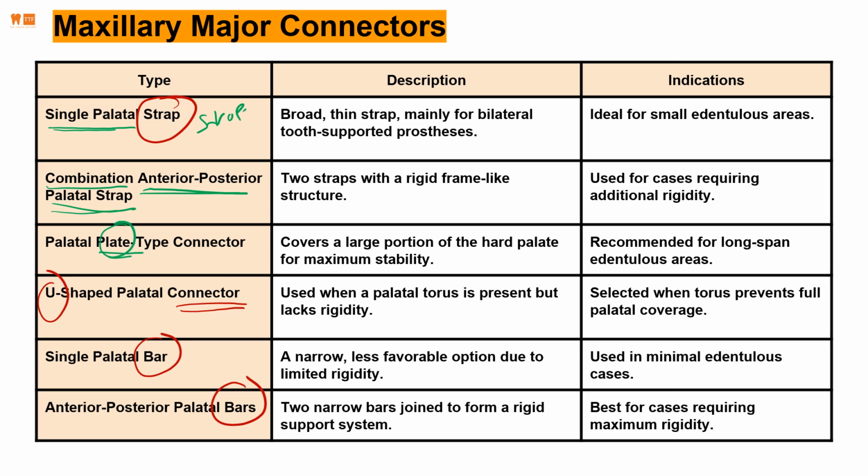It's a plate, a U-shaped palatal connector, and a single palatal bar and anterior posterior palatal bars. So lots of like 3 things in here. There's a plate, full coverage. Then there's a strap. That's like the Linguoplate in mandible, right? Then there's bars. So 3 types.